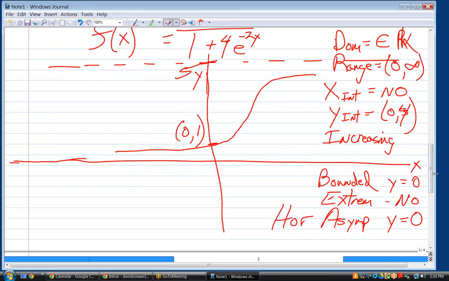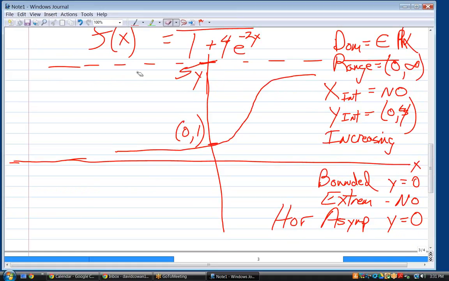Is this bounded? Yes. By? Y equals 0 and y equals 5. Good. Any extrema? No. Right. You might tend to think that 5 would be an extrema, but the function is actually never equal to 5. You can't find an x that makes it equal to 5. So, therefore, if you can't name the extrema, then it doesn't exist.